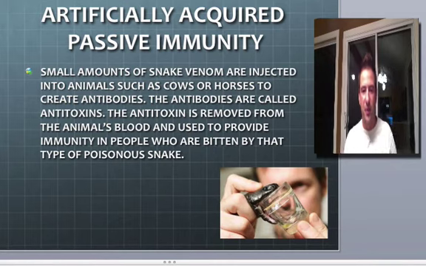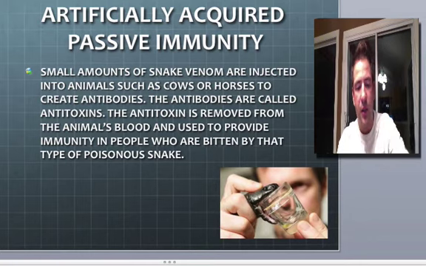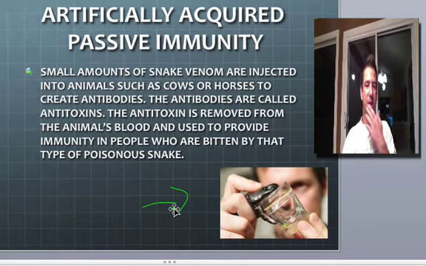So let's just take a look at the picture down there. You're going to see some snake venom, okay, being poured into a cup. So what's going to actually happen here is we're going to take the snake venom and inject it into cows and horses, and that's going to create antibodies, which are going to help to bind and engulf those viruses and pathogens.